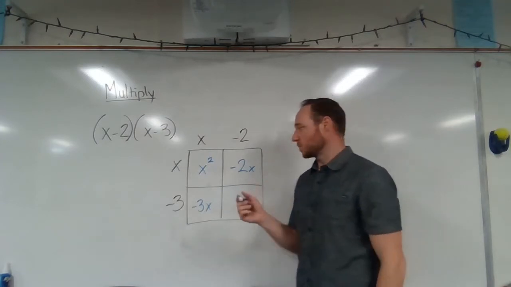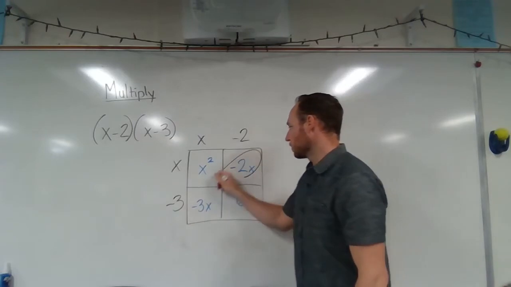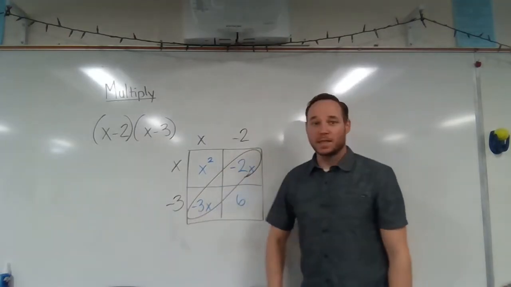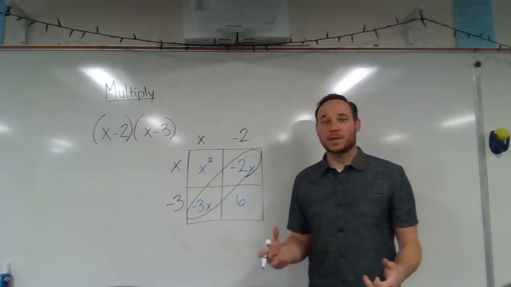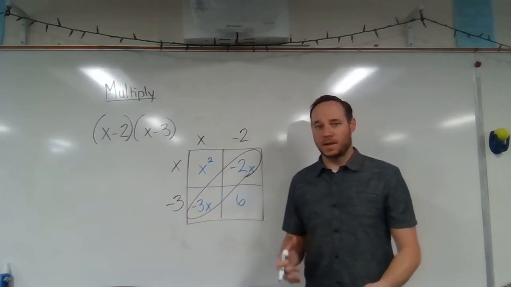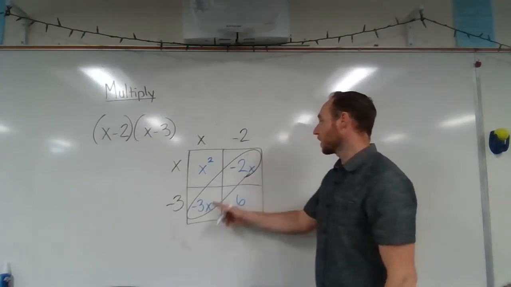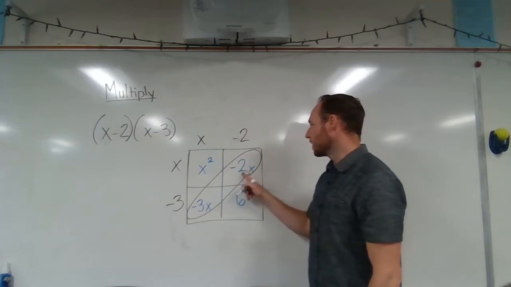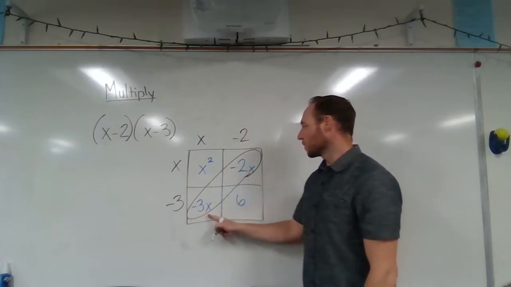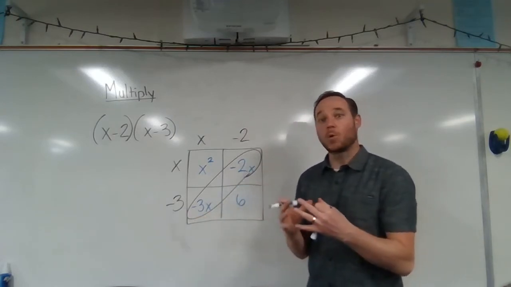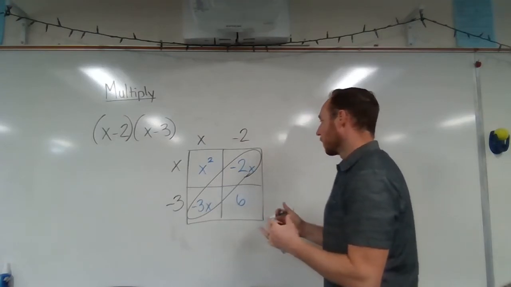Now, just like the warm-up, we talked about like terms. Do we see any like terms here? Yes, we do. Right here are some like terms. That's one of the main reasons I like the area model, because most of the time, almost every single time, our like terms will end up diagonal to each other. And we'll be able to see a negative 2x and a negative 3x. Those are like terms, so we can combine them, or we can add them together.